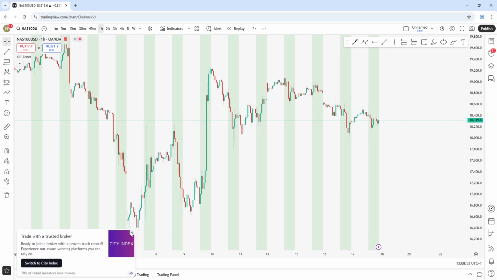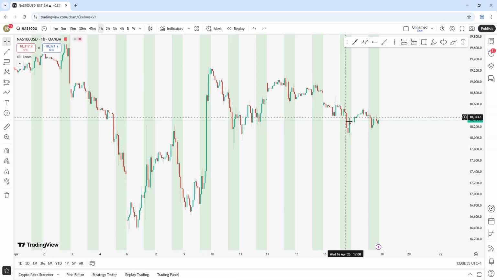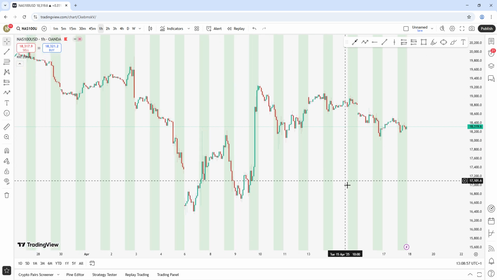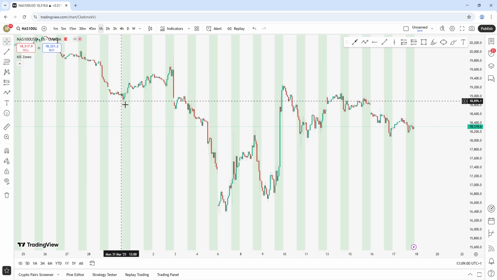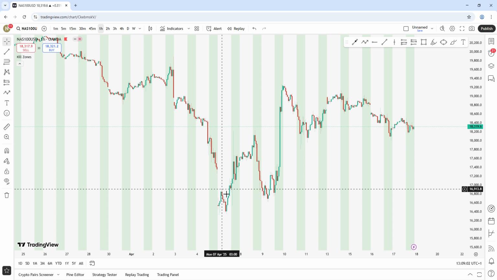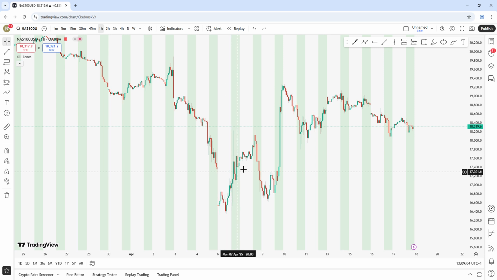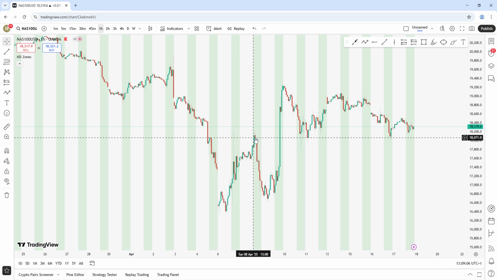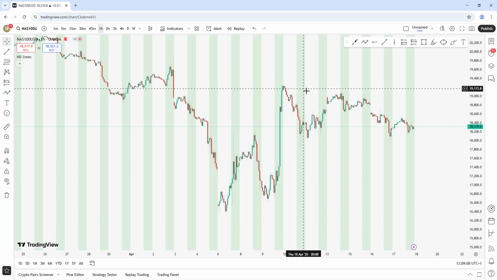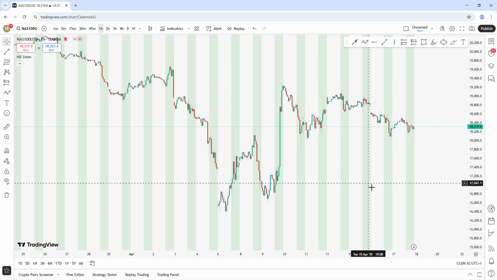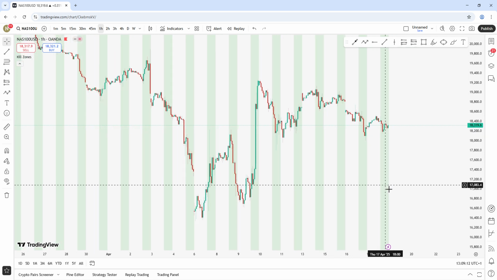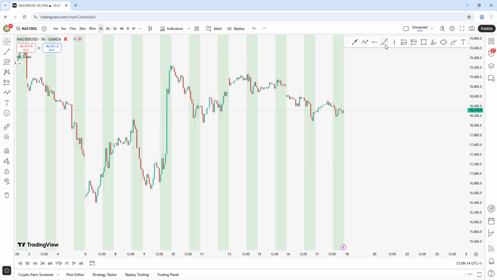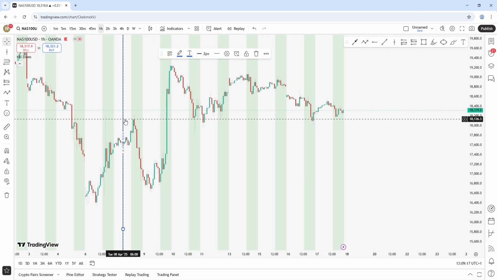So anyway, I was looking at this. I was like, okay. So we clearly made a higher high. We made a new low, and then we made a lower high, and then it failed to make a new low, and then we made a higher high. So that kind of shows an uptrend. So I was like, okay, this goes here.